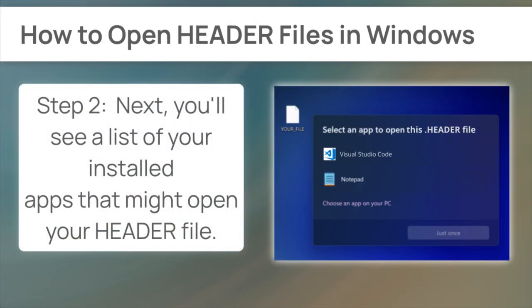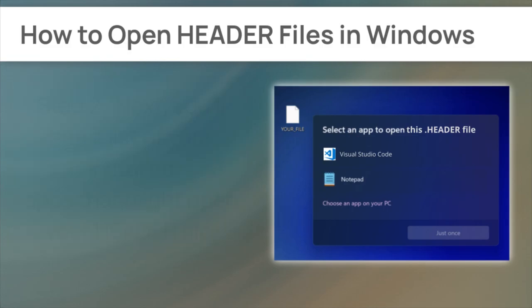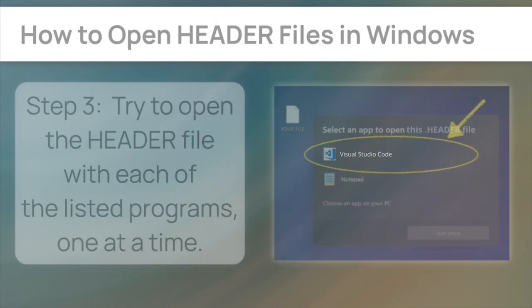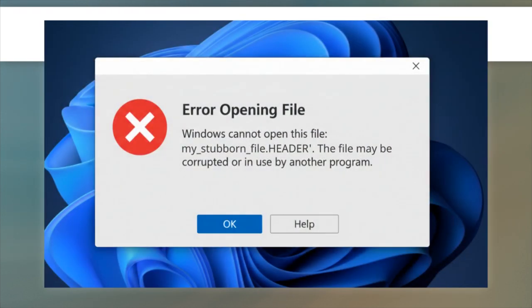Right-click your header file and choose Open With. Test with Visual Studio Code first. If it's missing, select another program. The fix is usually a simple software swap. If the header file won't budge, stay calm.